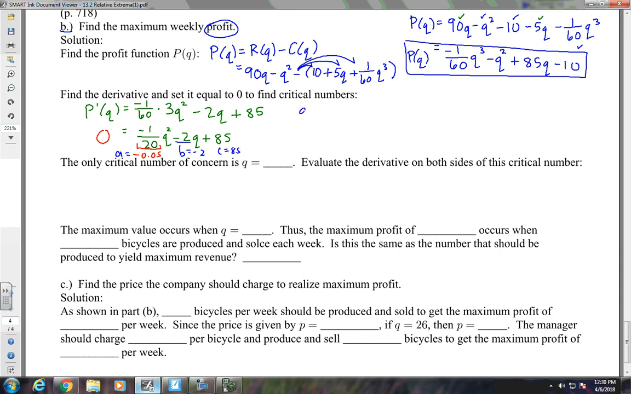So our quadratic formula, Q equals negative B plus or minus the square root of B squared minus 4 times A times C, all over 2 times A. Negative b plus or minus the square root of b squared minus 4ac all over 2a. Hopefully you remembered that formula.